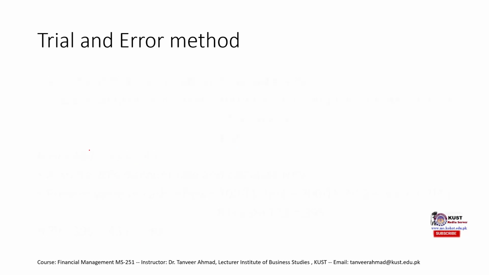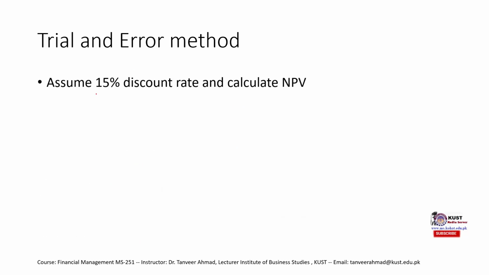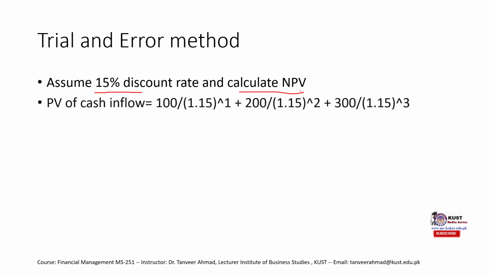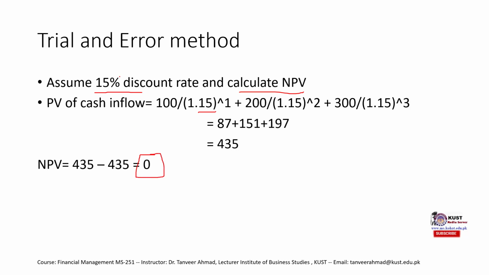Let's say we assume a 15% discount rate and then again calculate NPV. We would again follow the same procedure, but this time we would take 15% as the discount rate. Our present value of cash inflows is 435 and our NPV is 0. Okay, great. So that means this 15% is our IRR. We have found the IRR using the trial and error method.